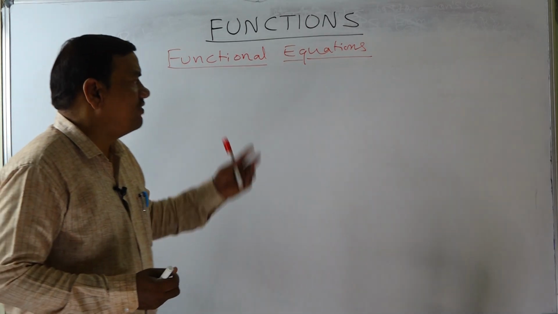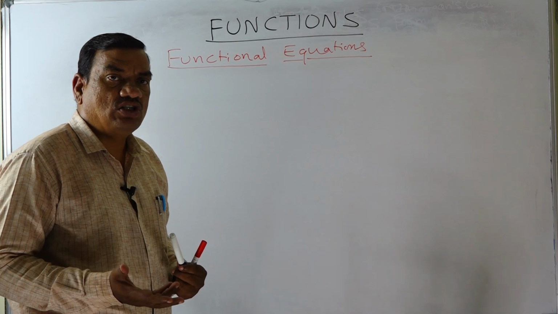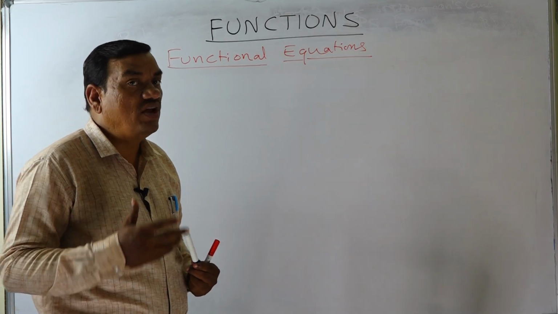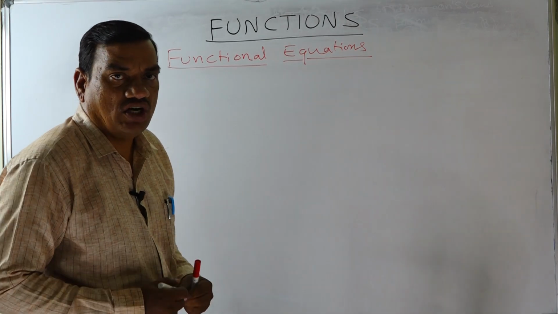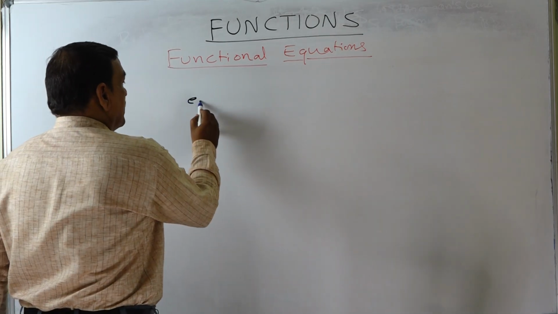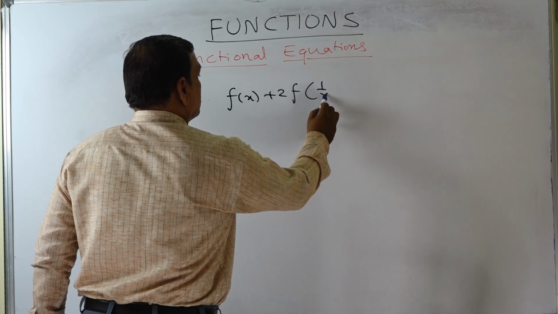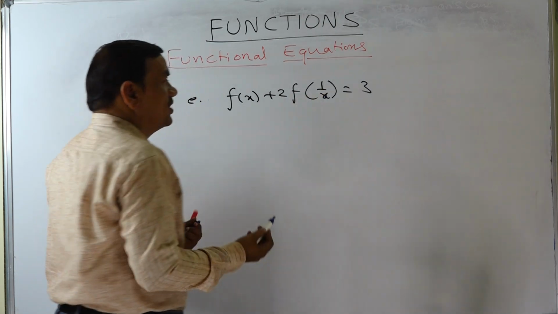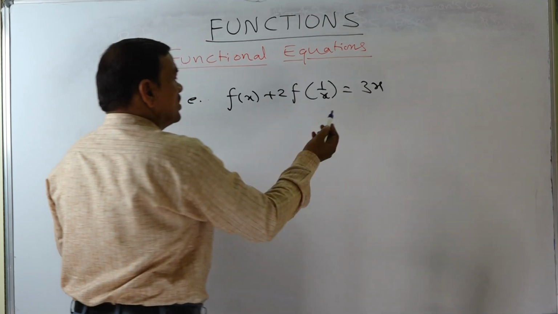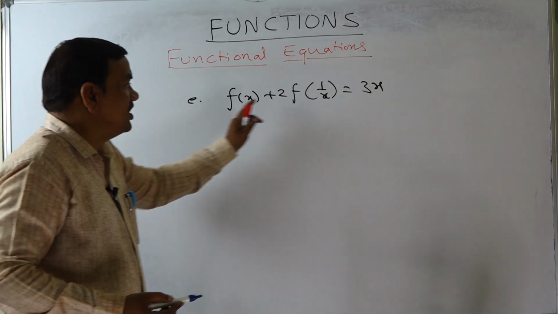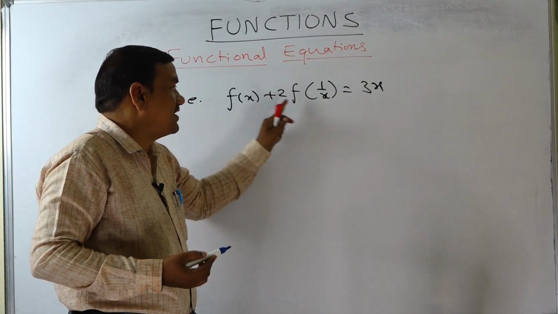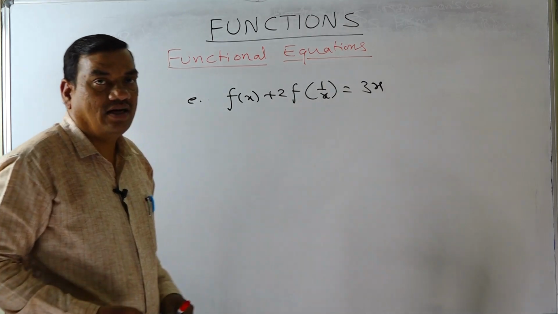It is a very simple equation. Functional equation means any equation involving functions is called a functional equation. For example, f(x) + 2f(1/x) = 3x is called a functional equation. Why? It is an equation containing functions f(x), f(1/x), like that.